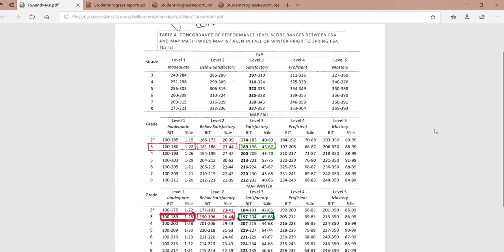So again, I'm going to show you a student who has fallen into the red category or the level 1, the orange category or the level 2, or the green category level 3, which again equate to the FSA level 1, level 2, and level 3. So let's first take a look at a student progress report falling in the red range.